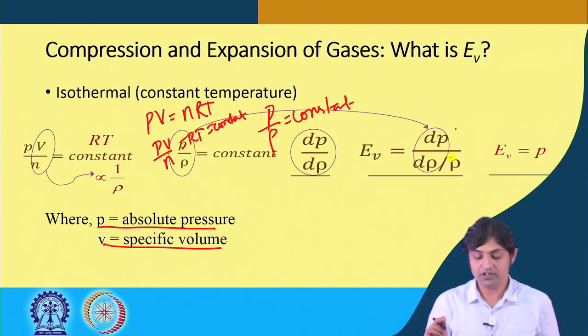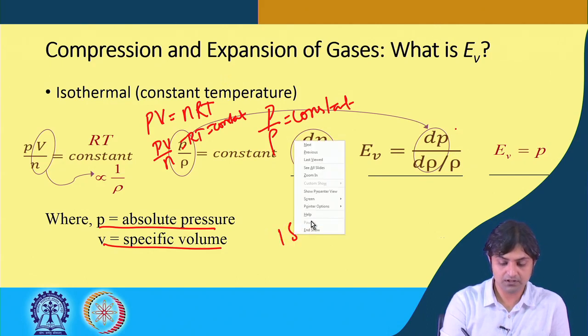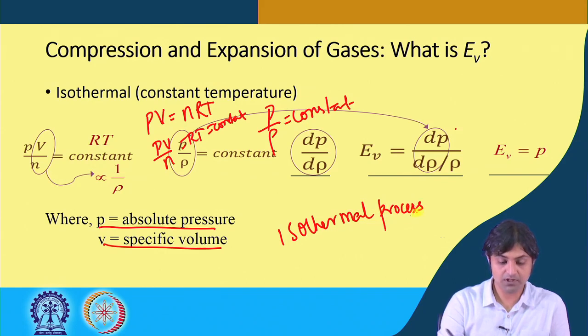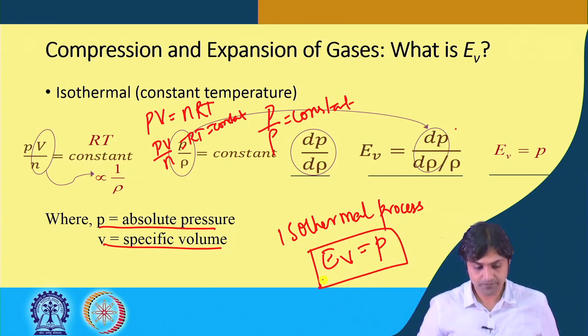So more importantly, for isothermal process, what you must remember is that EV is equal to pressure. This is the most important finding of this particular slide.